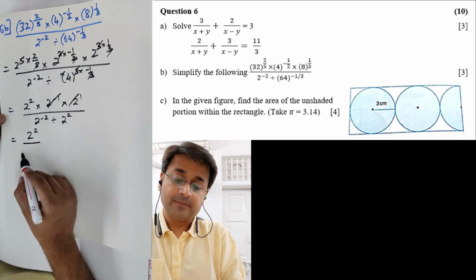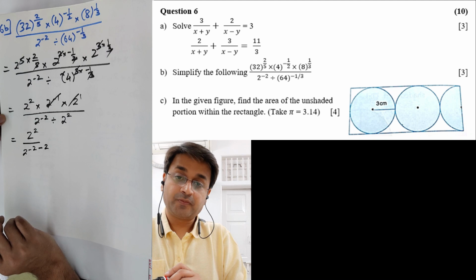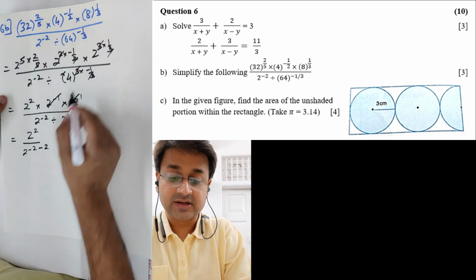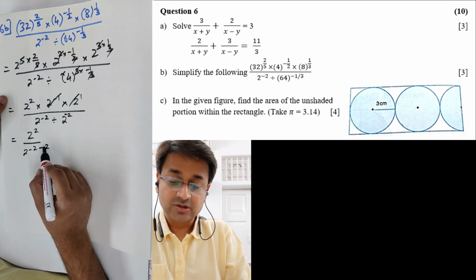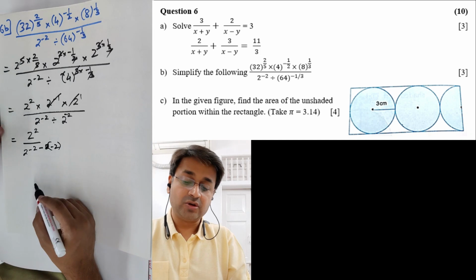So I get 2 square. Denominator 2 raised to minus 2 minus 2. Clear? See, minus from here. Okay, I missed this minus sign. So this should have been minus. So I will get over here this division as minus and this as minus 2 in brackets.